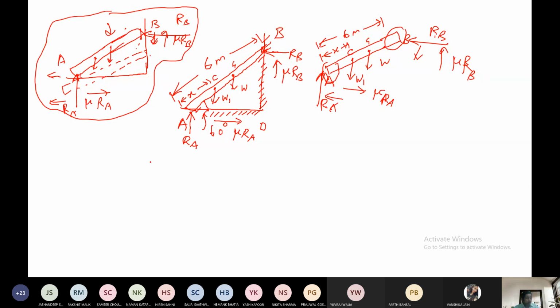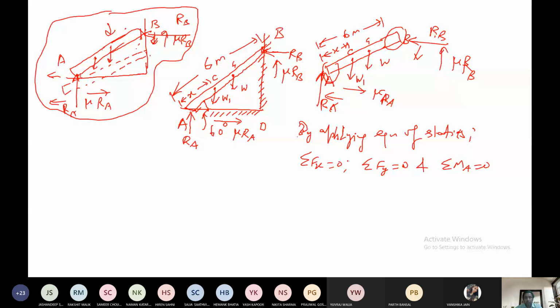Now you will go for the equations of statics. By applying the equations of statics, summation Fx is equal to 0, summation Fy is equal to 0, and the moment at point A, we have to take the leftmost point, so the moment at point A should be equal to 0. Now take summation Fx. What are the forces in the horizontal direction? You can see here, mu into Ra minus Rb should be equal to 0. This is equation number 1.